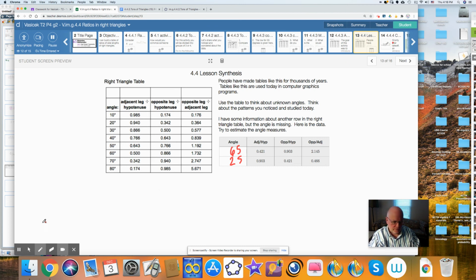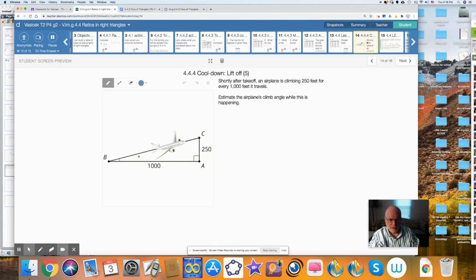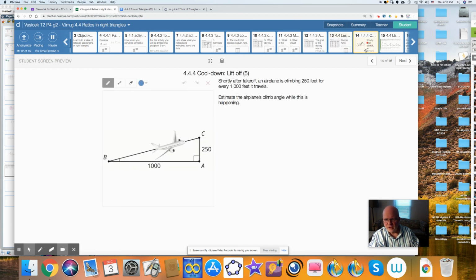For the cool down, let's see here. There's a plane here. You're going to have a ratio of the opposite to the adjacent leg. And you can look this up in one of your tables to see if you can come up with the opposite to the adjacent leg of 0.25, somewhere between here. So it's probably around 15 degrees. I don't know what it is. I'm thinking it's around 15.